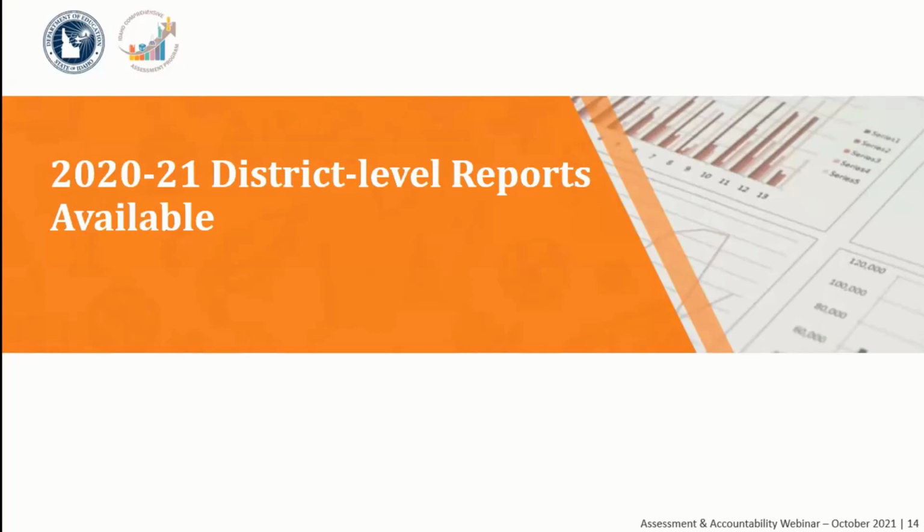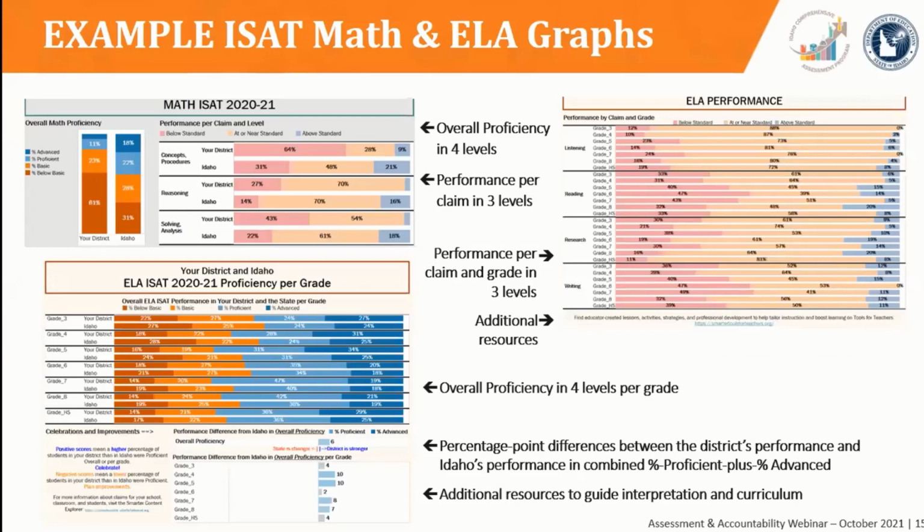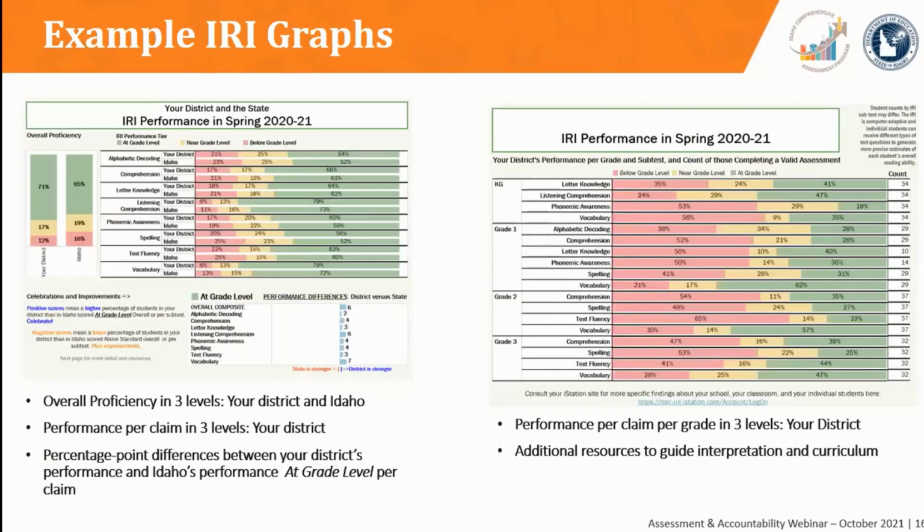The next pages show examples of the report's content. Here, for example, the reports provide information about overall proficiency and claims level performance on the ISAT, both for math and ELA. Educators could view comparisons of their district's performance with overall statewide performance on many measures, and could also see grade level performance per claim, upper right graph. In the IRI reporting section, educators found similar data showing overall proficiency, upper left, as well as proficiency per subtest and grade, the other graphs.